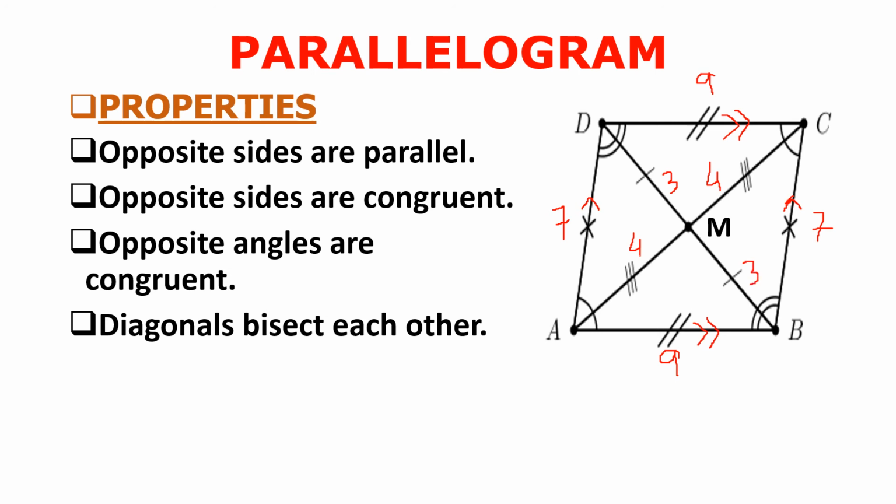Is it clear? In other words, this point M is the midpoint of diagonal BD and also of AC. It is the center, or the midpoint, of both diagonal BD and diagonal AC. So what does diagonals bisect each other mean? It simply means that they cut each other into two equal parts. If AC is a full 8 centimeters, it will become 4 and 4. If BD is 6, it will become 3 and 3. Is it clear till here?